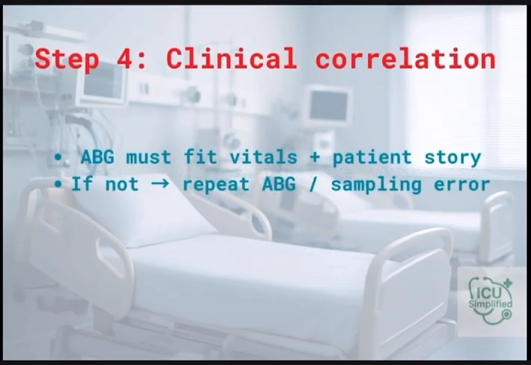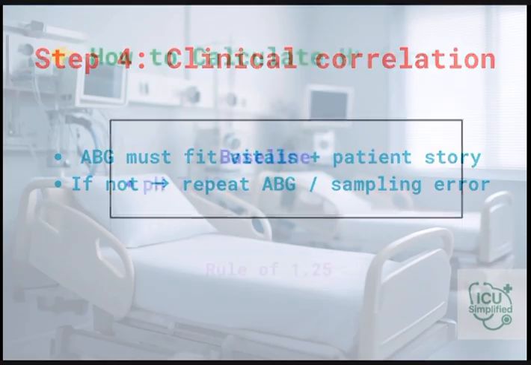The final step in ABG validation is clinical correlation. An ABG should always fit the patient's vital signs and overall clinical story. The numbers must make sense in the context of how the patient looks at the bedside. If the ABG findings do not match the clinical picture, we should not ignore that mismatch. Instead, we should consider a sampling or analytical error. In such situations, it's often safer to repeat the ABG rather than base clinical decisions on potentially inaccurate data.